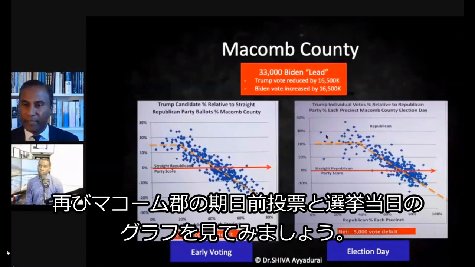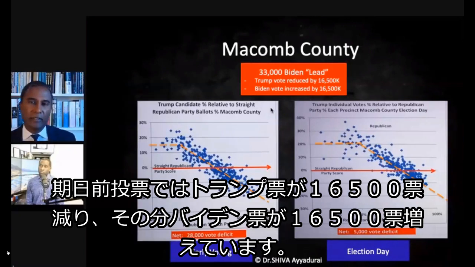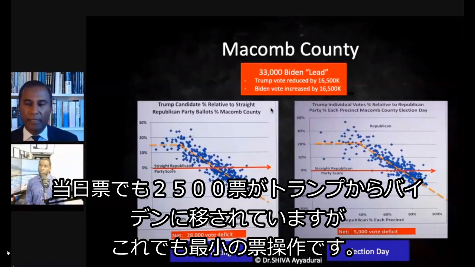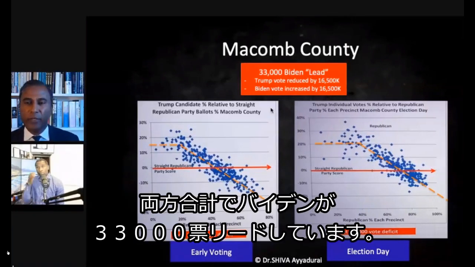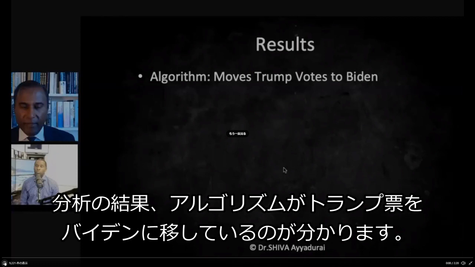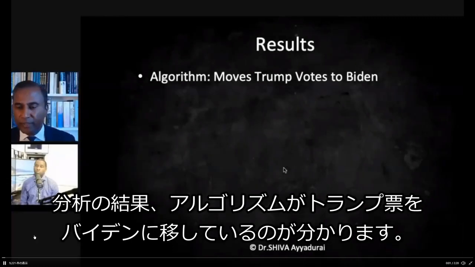Now we look at the same thing here. So in total, when you look at Macomb County, a total of 16,500 votes were taken away from Trump. By the way, these are minimums. And 16,500 votes were given to Biden. So a total of 33,000 Trump votes moving to Biden.